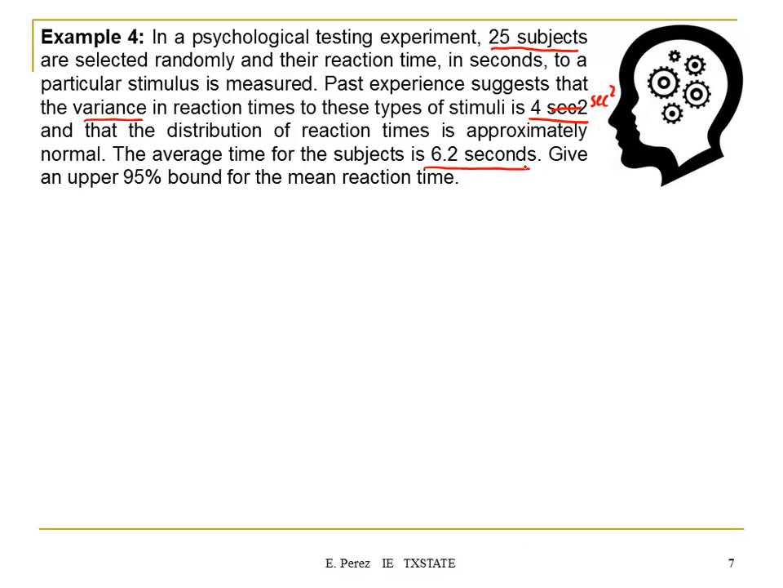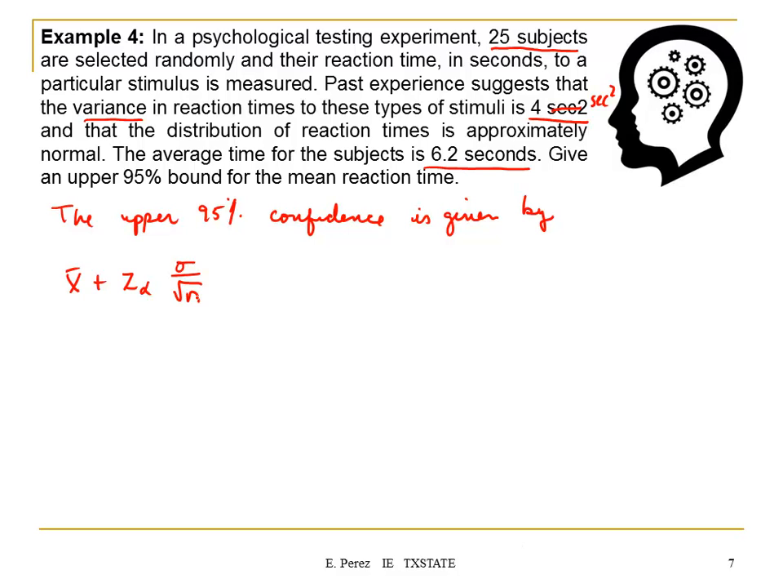Okay, so we know that the upper 95% confidence bound is given by this: the sample mean plus the standard normal value for alpha times the standard deviation divided by the square root of n. So again, we know the variance, we can use the standard normal distribution.